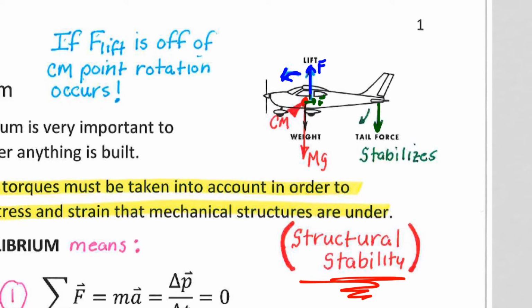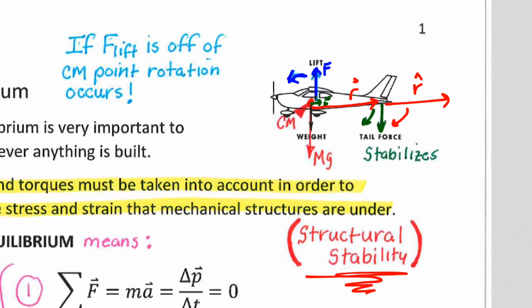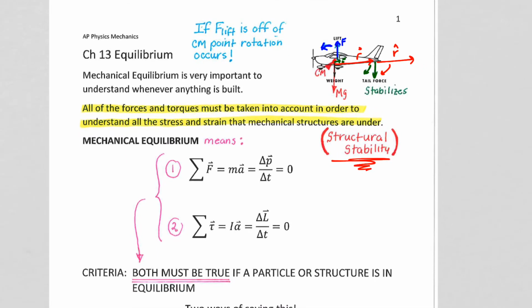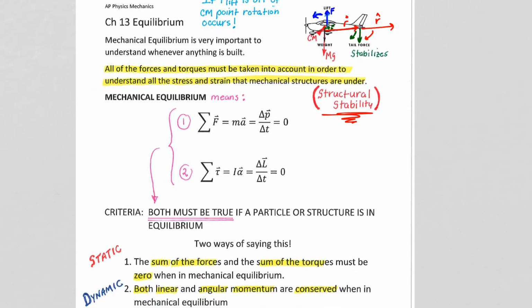Now let me put my R in red. So if we have an R, and let's slide the R vector over, and we'll do it formally. R cross tail force F, that's going to create a stabilizing torque to balance the torque that the lift force is generating. So it is critically important anytime you are interested in the overall stability of any structure that you look at both the forces and torques that are occurring on that structure.